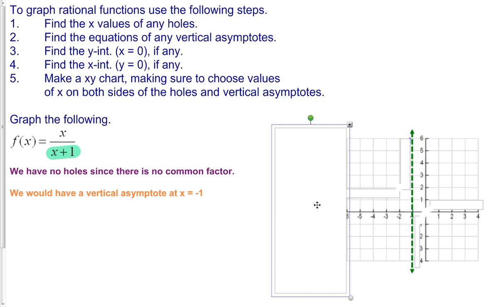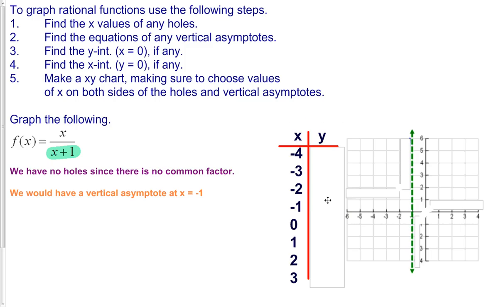The next thing we need to do is either punch this into our calculator or create a t-chart of x and y values. I would recommend setting your x values around that critical point of x equals negative 1, so we put that in the middle and work on both sides of it. If you punch these values in your calculator, you will get values that look something like this. You'll notice that x equals negative 1 is going to be undefined, and that's because it's our vertical asymptote.